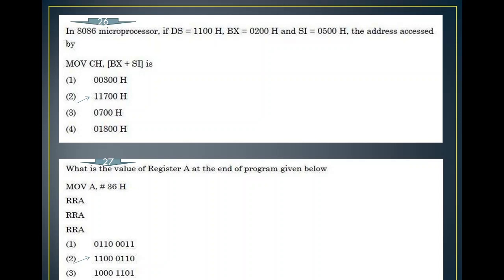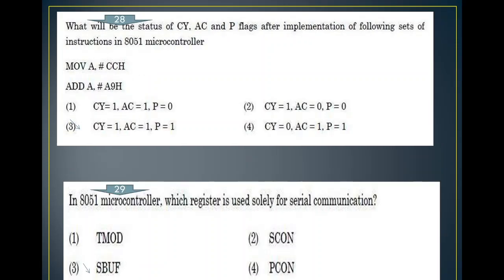Next question. Question number 27. What is the value of register A at the end of the program given below? MOV A, #36H, RRA. Option first, 01100011; option second, 11000110; option third, 100011101; option fourth, 00110001; and correct option second, 11000110.